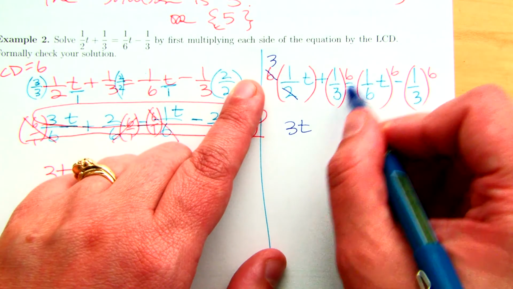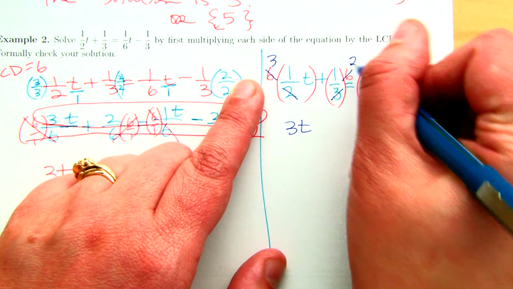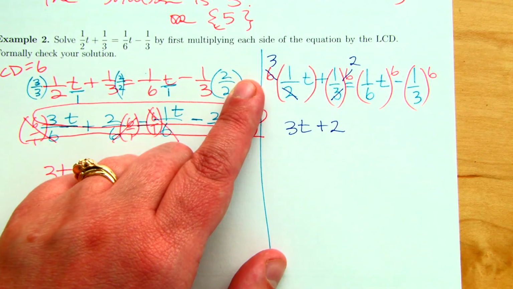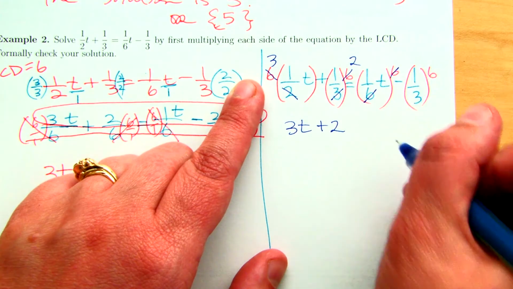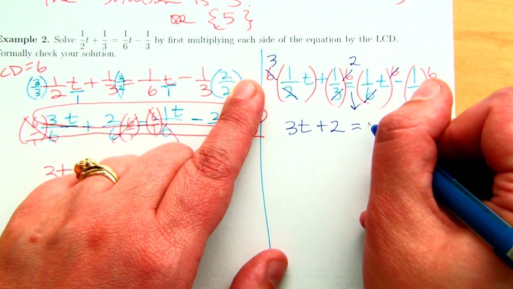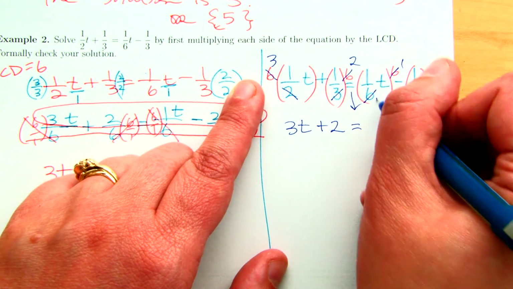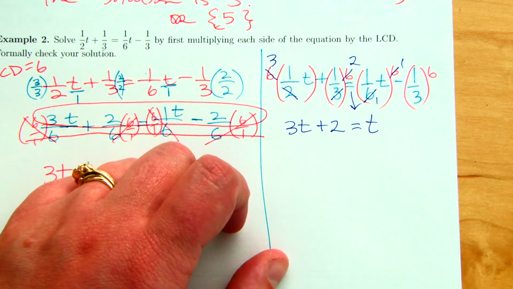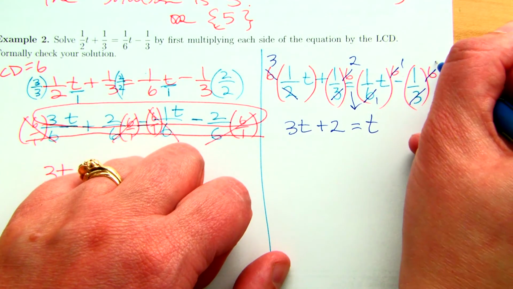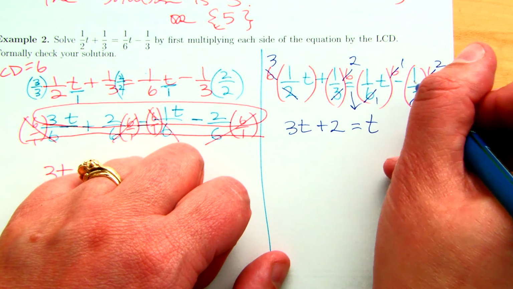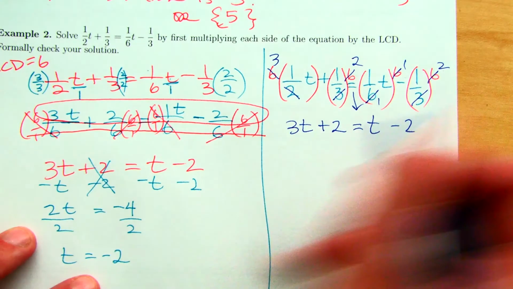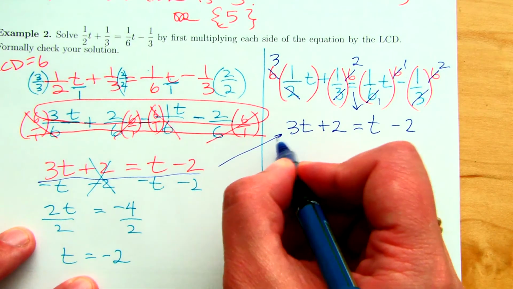How many times does 3 go into 6? 1 times 2 is 2. How many times does 6 go into 6? 1. Equals, there's our equal sign. 1 times t is t, right? And then how many times does 3 go into 6? 2 times. 1 times 2, negative 2. Do you see that I got the exact same thing?